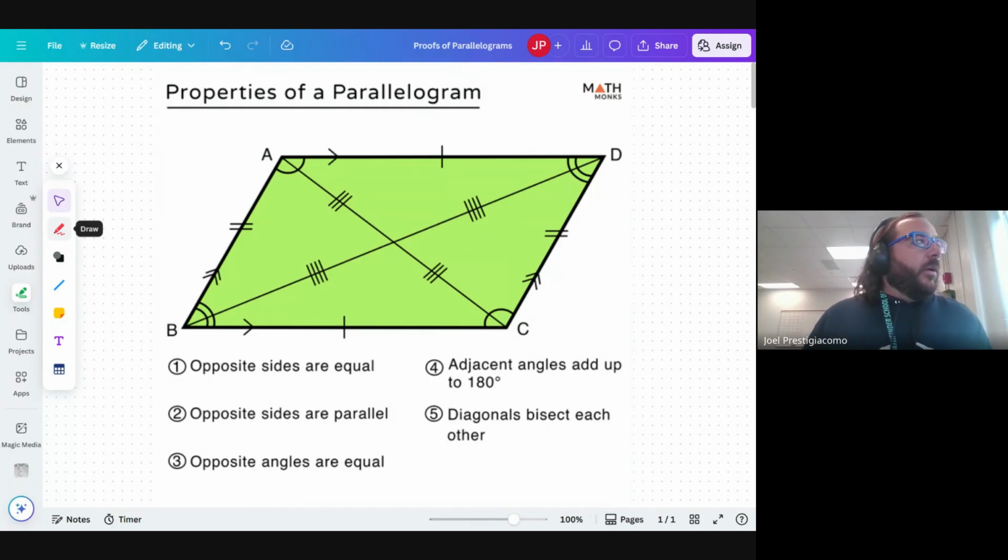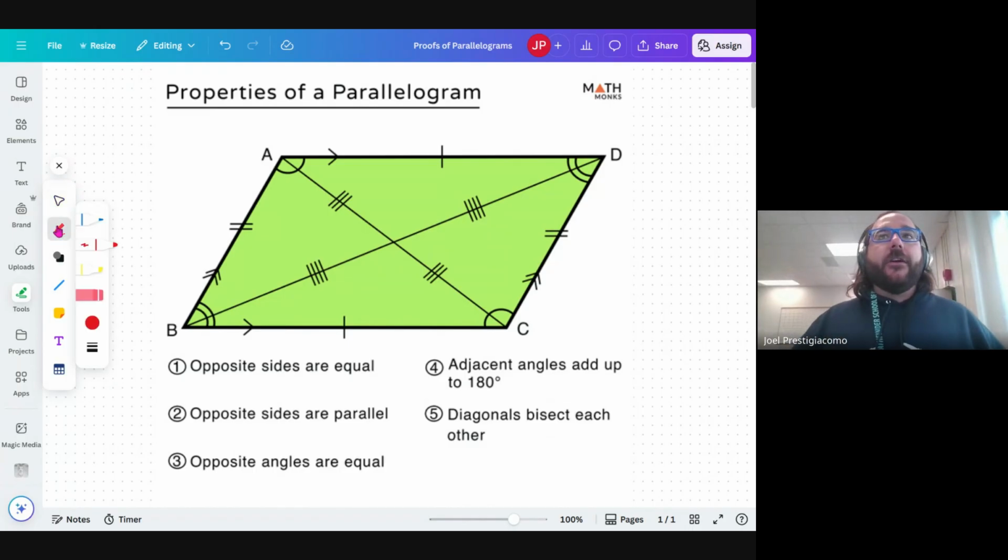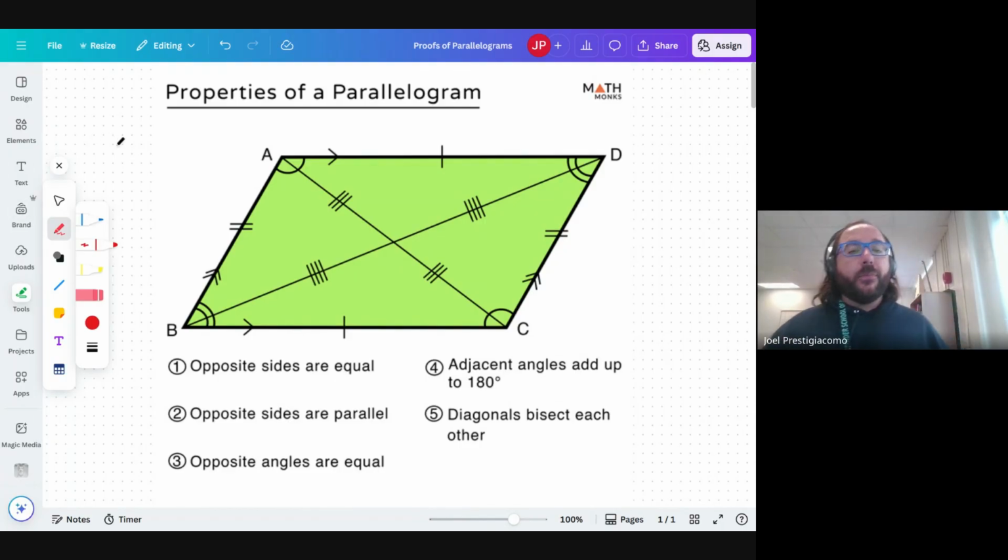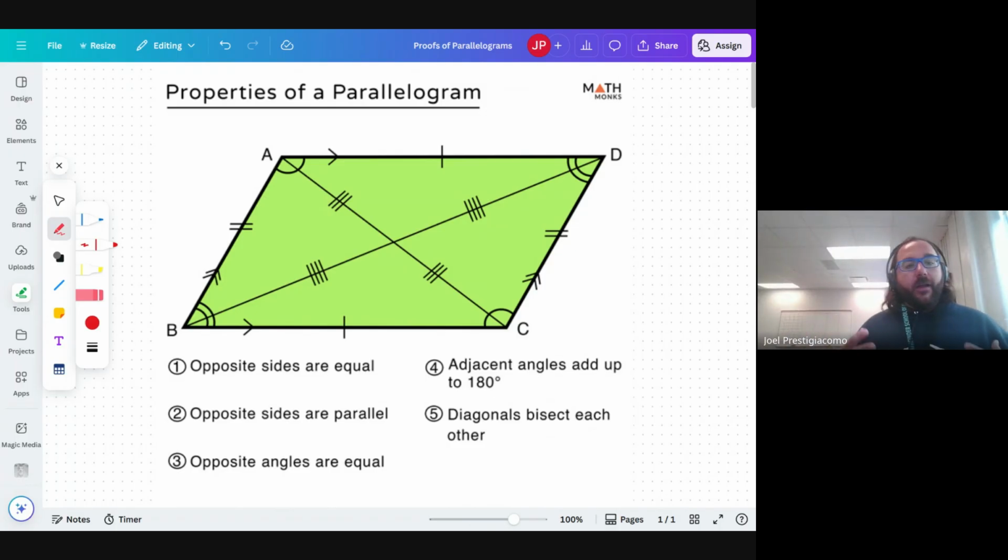Hey everyone, we are going to do our quick video for Unit 2, Lesson 13, where we talk about proofs involving parallelograms. So first, we just want to talk briefly about what makes a parallelogram and what other properties fall under it.